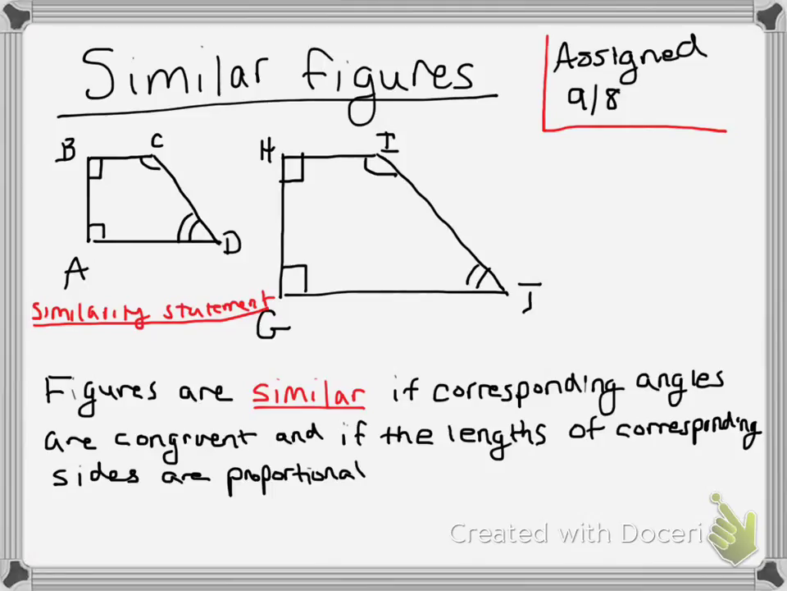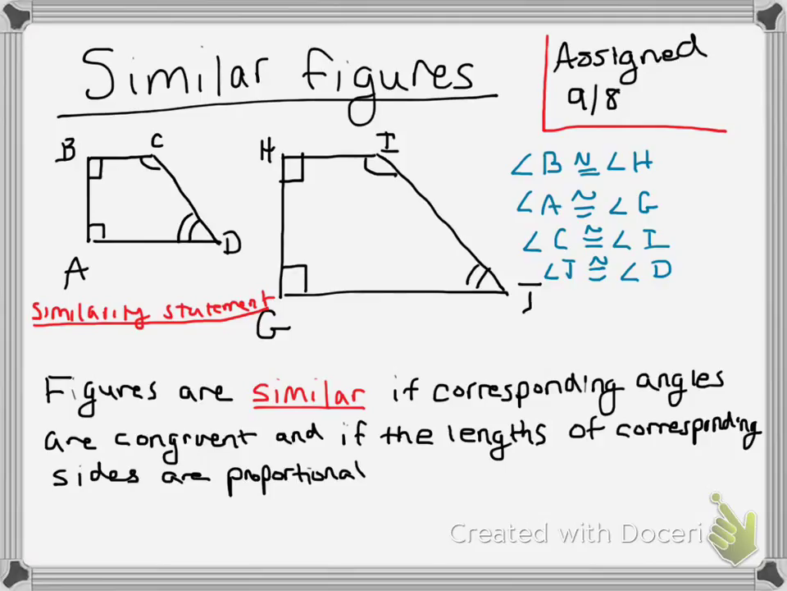So let's start with corresponding angles being congruent. Look at the figures above. You can see that we have angles that are congruent. Angle B is congruent to its corresponding angle, which is angle H. Angle A is congruent to angle G. Angle C is congruent to angle I. And angle J is congruent to angle D. All corresponding angles have to be congruent. I cannot say that enough. If the angles are not corresponding congruent, the two figures are not similar.